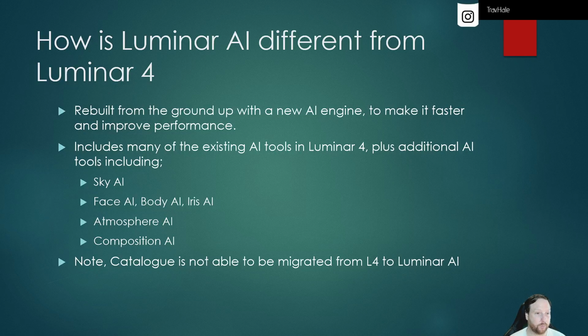So it includes many of the existing AI tools that are already in Luminar 4, but they've also added a few additional ones. So there's a Sky AI, which is actually version 2, which is reported to be coming in 2021. I'll show you a little bit about that later. There's Portrait AI, which includes Face AI, Body AI, and Iris AI. There's Atmosphere AI, and there's also Composition AI, which is really about helping crop images based on what it understands. One important note is that the catalog can't be migrated from Luminar 4 to Luminar AI.